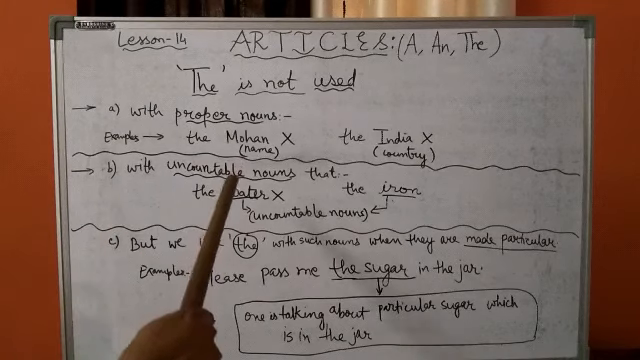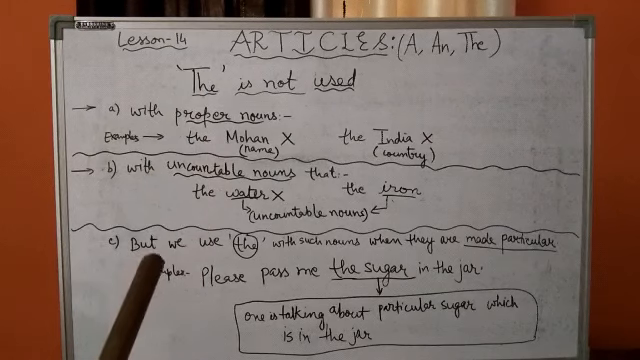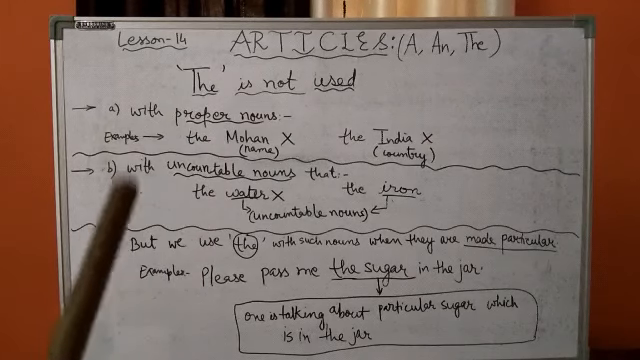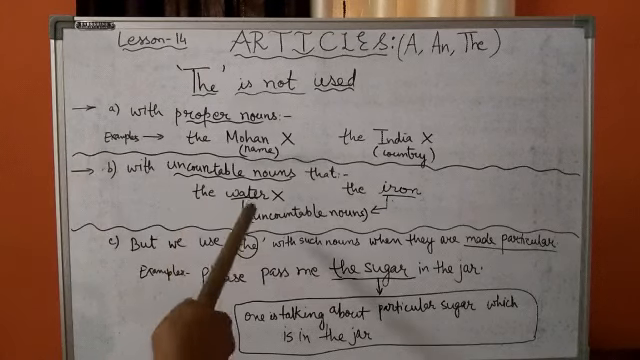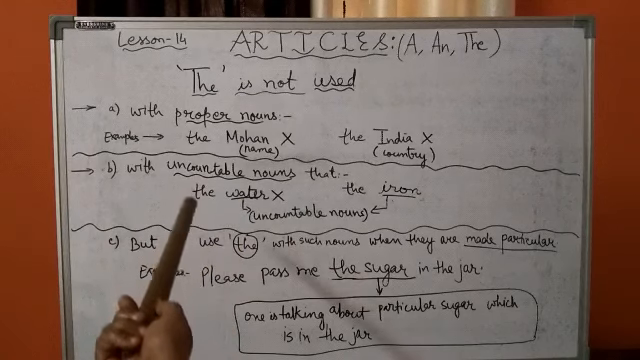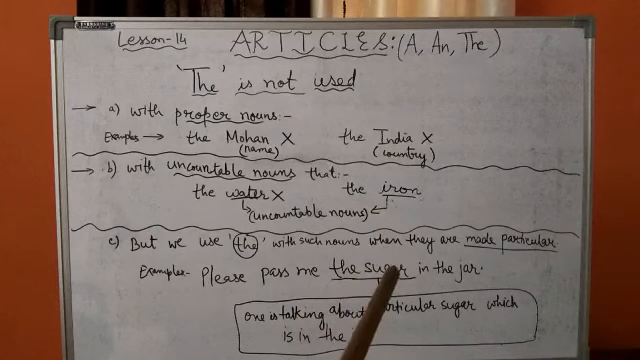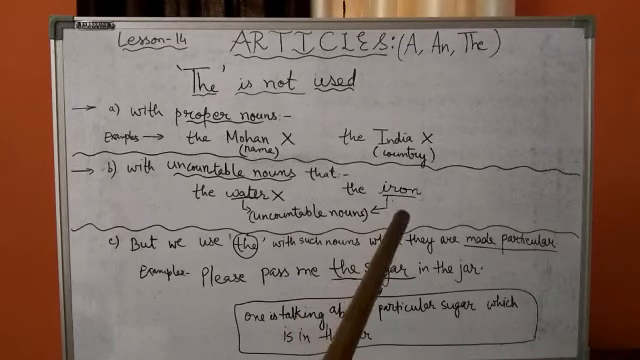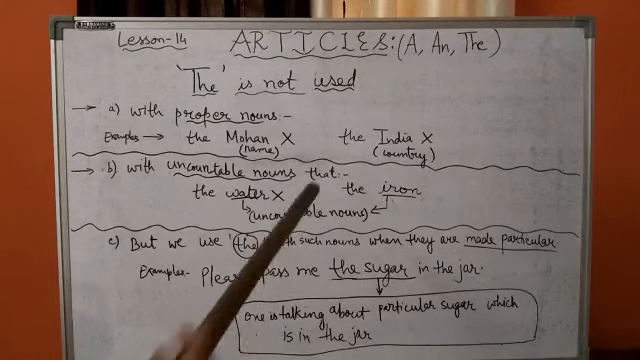With uncountable nouns. Now already I have explained about uncountable nouns. The nouns which we can't count. For examples, the water. Water we can't count. So we will not use the before water. The iron. We can't count iron. So before the word iron, we will not use the because water and iron both are uncountable nouns.